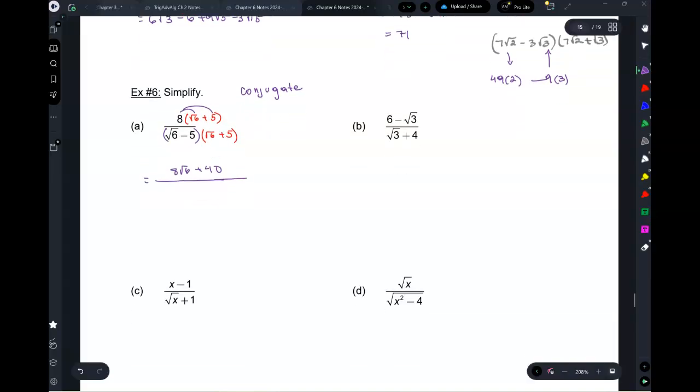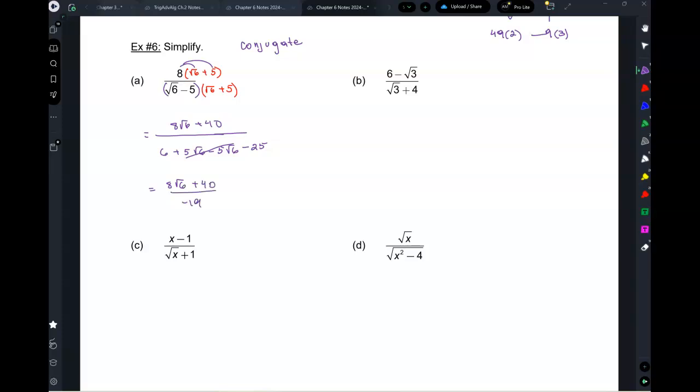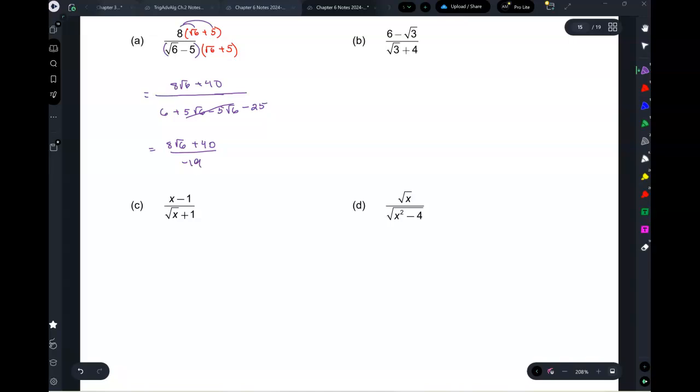And in here, if you forget that it's a pattern, just FOIL. So root 6 times root 6 is 6. The outer ones gives you 5 root 6. Inner ones, negative 5 root 6. Last ones, minus 25. These go away. So I have 8 root 6 plus 40 over negative 19. Now, we usually don't like the negative 19 in the denominator like that. So we distribute it to the top.